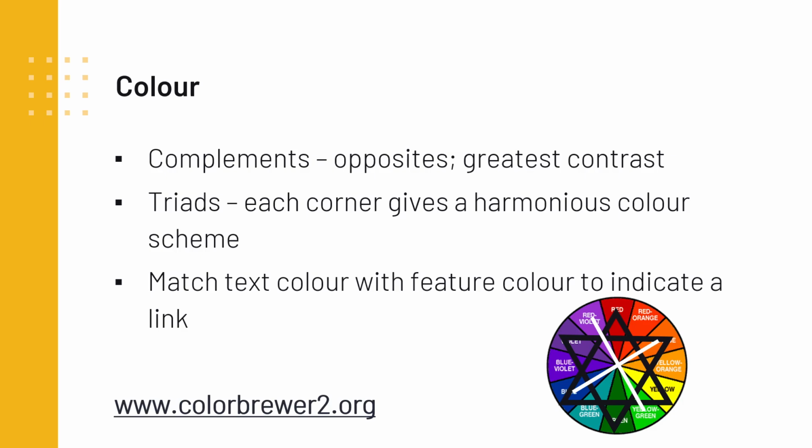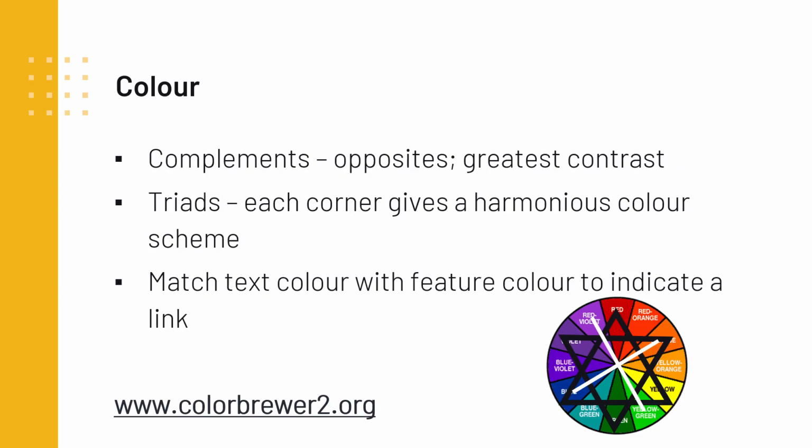Triads, on the other hand, give you a harmonious color scheme, and this would be equivalent to putting an equilateral triangle on top of your color wheel, and each corner that your triangle falls in would be your complementary color scheme. So in this particular instance, there's two examples below. Red, blue, and yellow would be a complementary color scheme, as would violet, orange, and green.